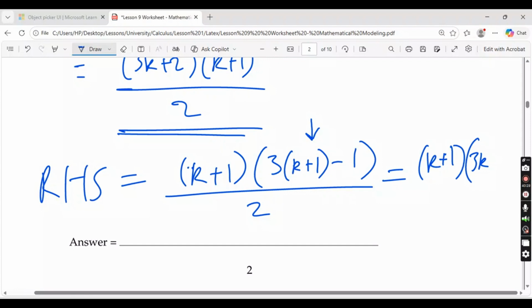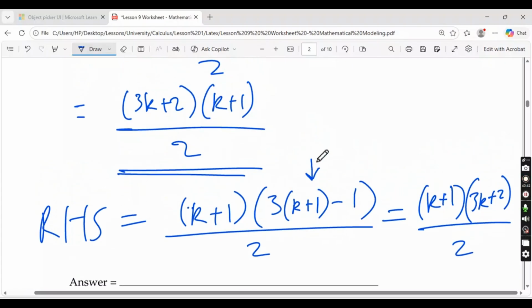3k. It's 2. Okay, plus 2 over 2. Now, does this look like the left hand side? Yes, it does. Are you sure it looks like it? Almost exactly. The top brackets are just swapped. Okay. In such a scenario, you would say it's exactly the same, because in mathematics we do that.